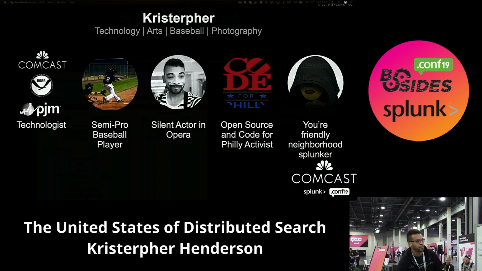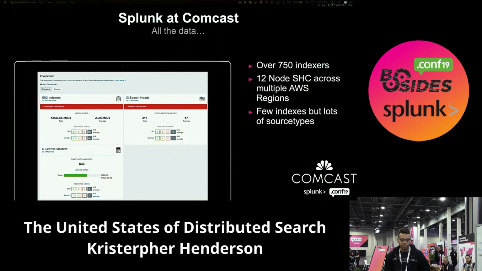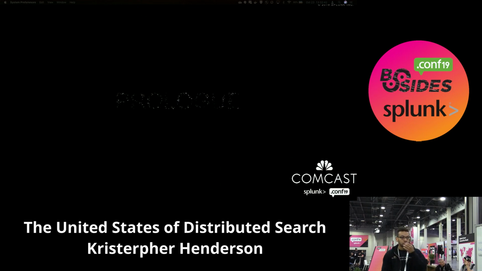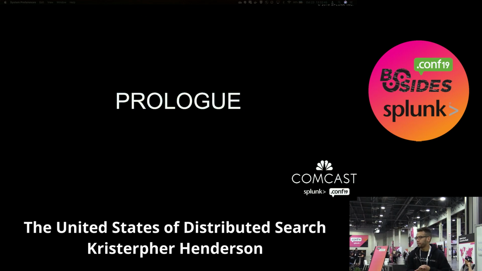So we're going to run through some stuff here. We're going to talk about all the data that we have. I'm going to show you how we get these 750 indexers doing the thing. I'm going to show you how the 12-node search head cluster works across multiple AWS regions. And I want to tell you a little bit about how we use fewer indexes and more source types. We do indexes based on where the data is coming from, so our products are in certain indexes. We don't have lots of indexes for everything. It keeps everything easily managed. So I'm going to do this like an opera. We're going to start at the prologue.